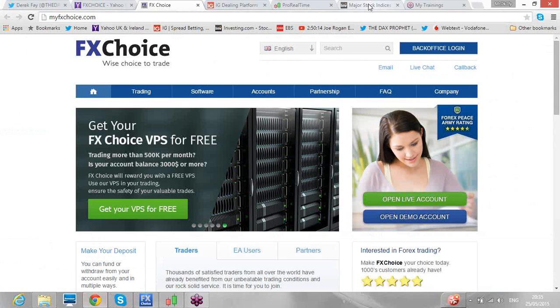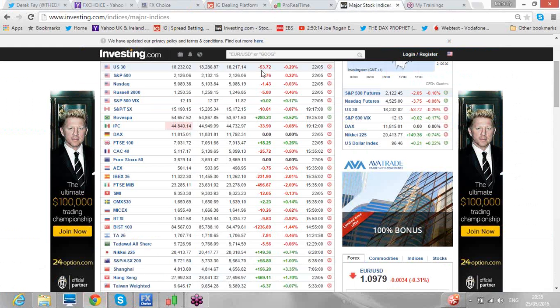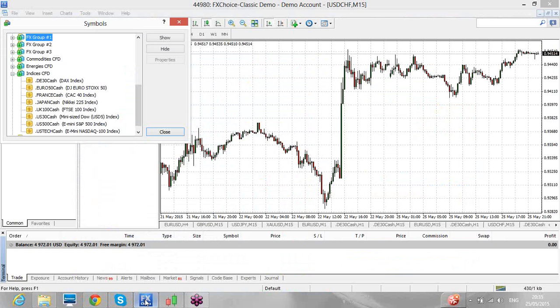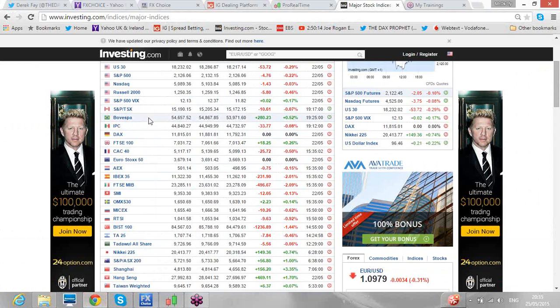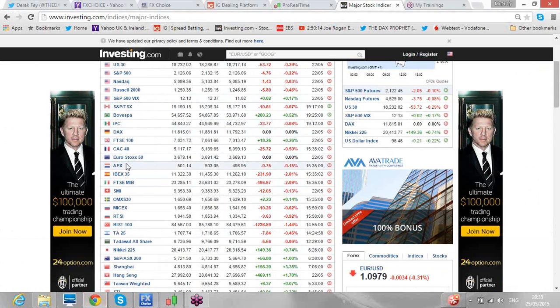Okay, so www.investing.com, and this will bring up all the world indices for you. So right there we have the DAX 30, and there's the ticker symbol for the DAX 30. We bring up our FX choice MT4 platform. We have the Euro 50 cash, and it's the Euro Stocks 50. So again, on our investing.com website, here we have it, the Euro Stocks 50.